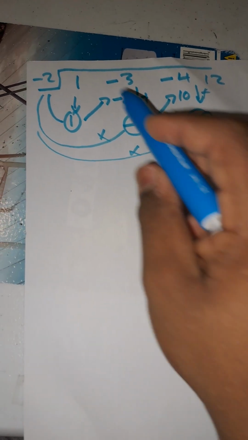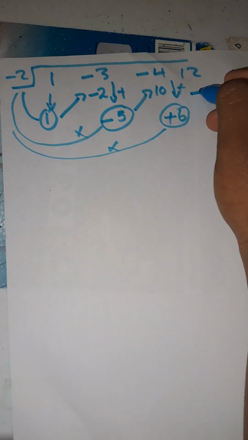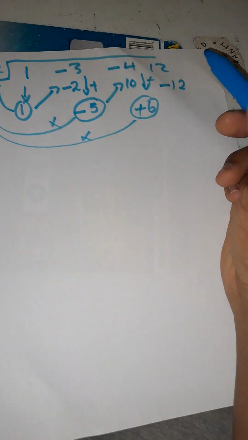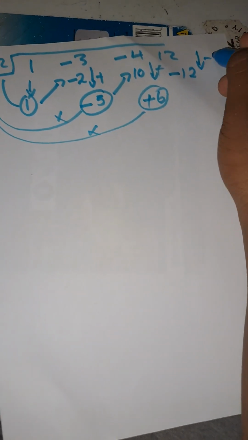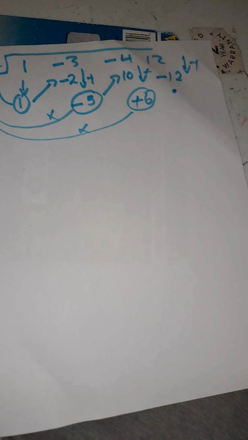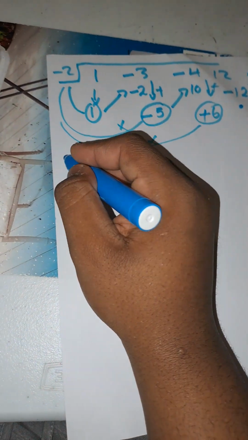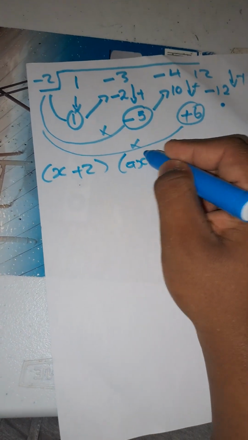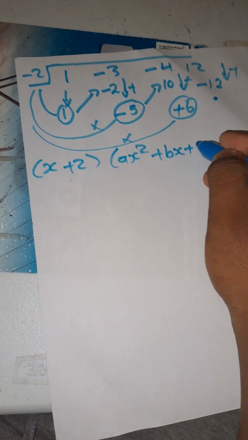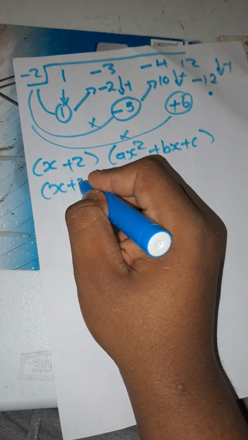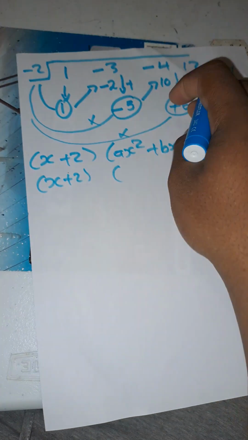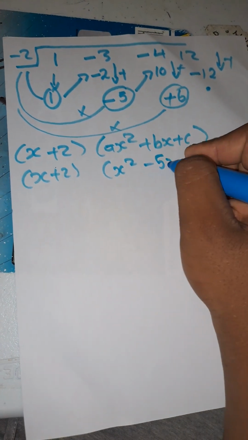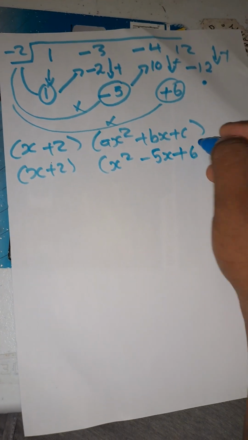So 6 times minus 2 is what? Negative 12. Because check, it is the same as saying 10 minus 4. Okay, so 12 going down, 12 minus 12 is what? Zero. Already my answer is out. So it is going to be x plus 2, and I'm using the minus 2. So ax squared plus bx plus c, and then x plus 2, and then I'm going to use the numbers I circled. So it is x squared minus 5x plus 6.